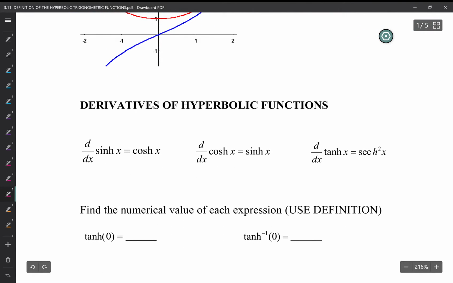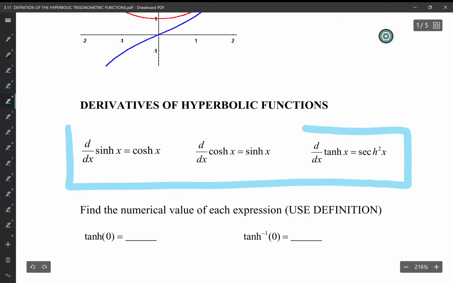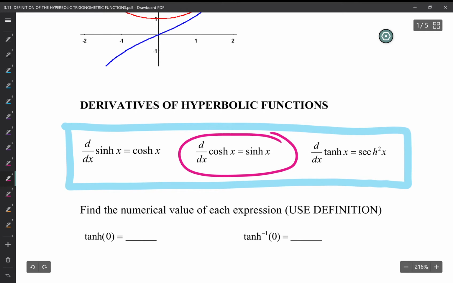The derivatives of hyperbolic functions are similar to the derivatives of trig functions, with a key difference. Notice that the derivative of the hyperbolic cosine of x is equal to the positive hyperbolic sine of x. The derivative of regular cosine of x is equal to negative sine of x. So you want to be really, really careful that you're not mixing up the rules between these two types of functions.